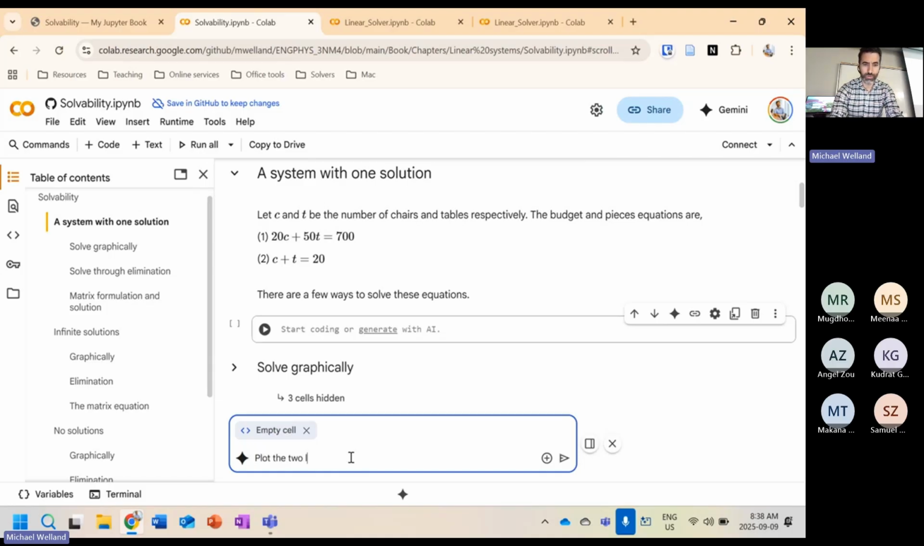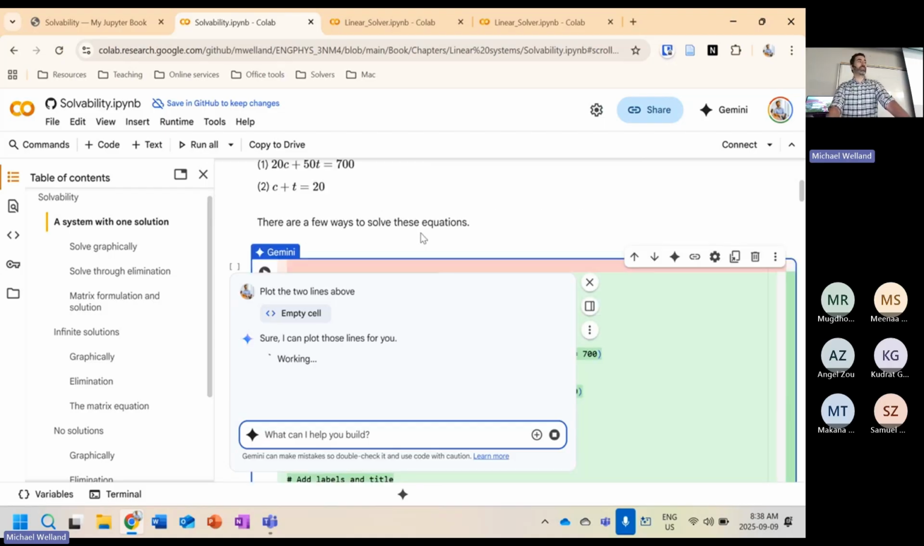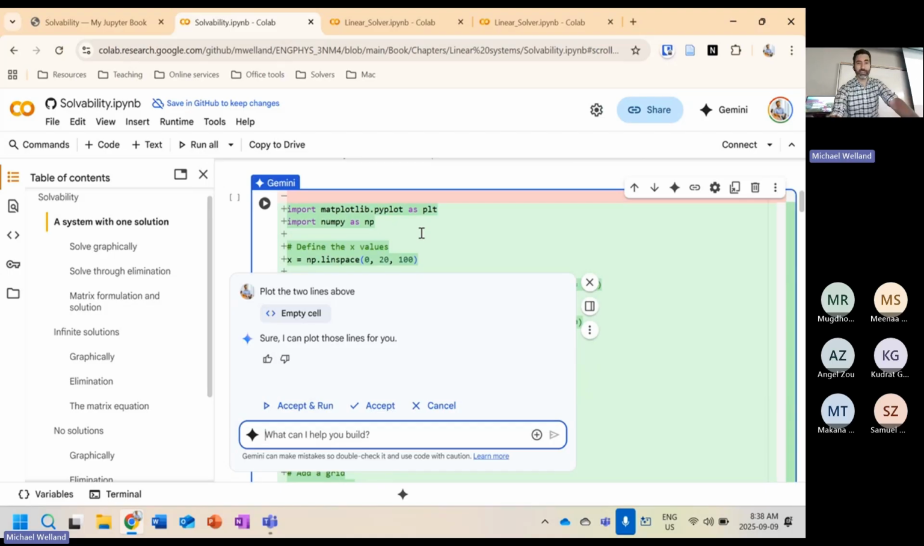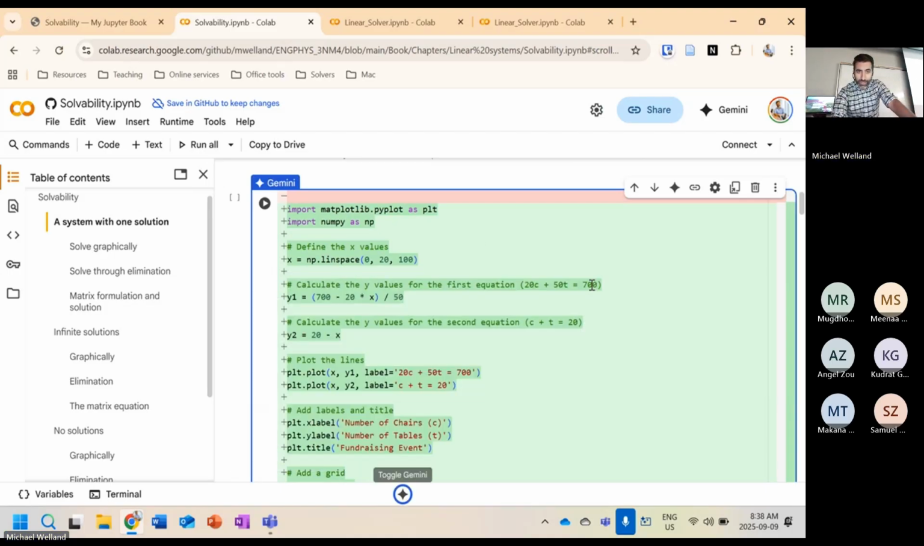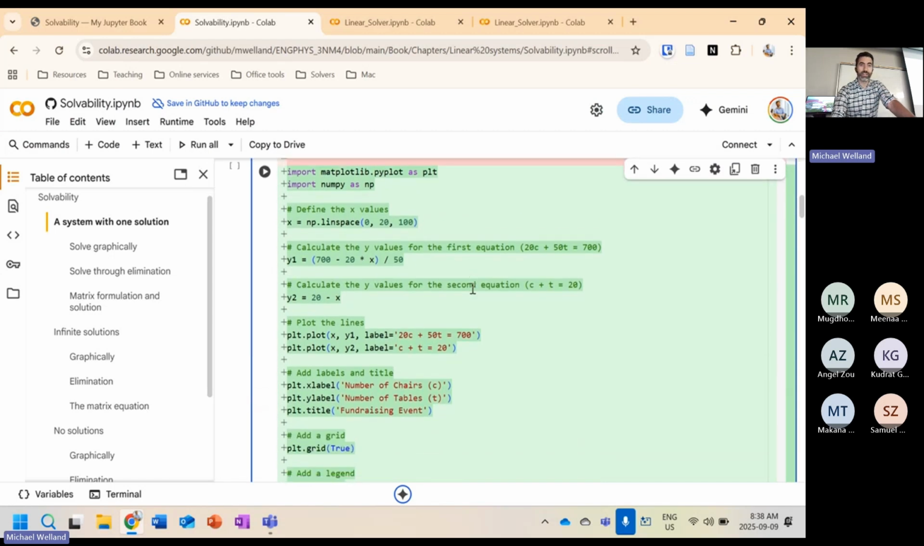Plot the two lines above. Okay, these are just equations. Right? These are just lines, right? You have two variables. You have your constants in there. Two variables in a single equation defines a line. Let's see, right? So here's the code.